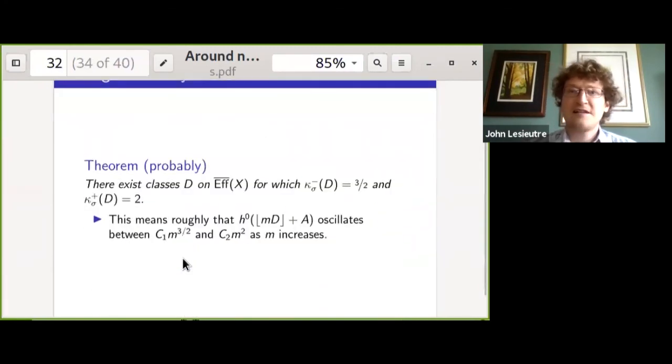All right, so let me state a theorem. I apologize though, I have a 2-year-old stuck at home with me and I haven't been able to check all the details yet. But what should happen is that there should be classes D for which you get this kind of oscillation between 3/2 and 2.